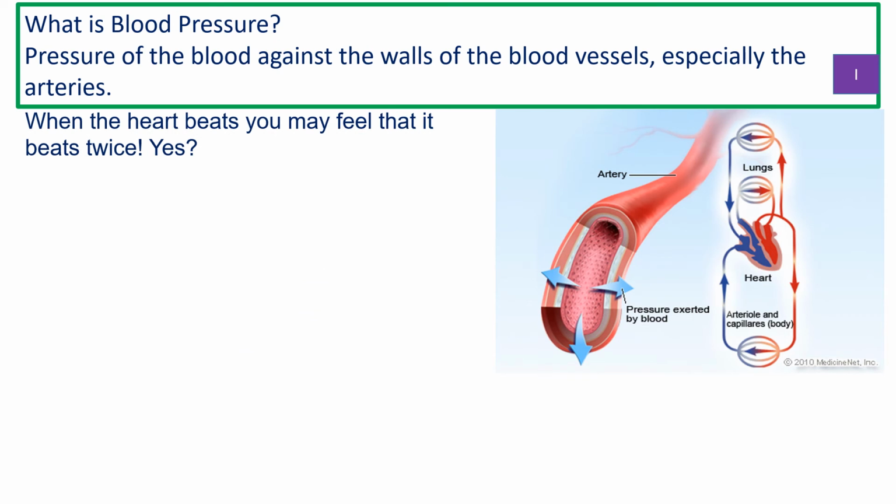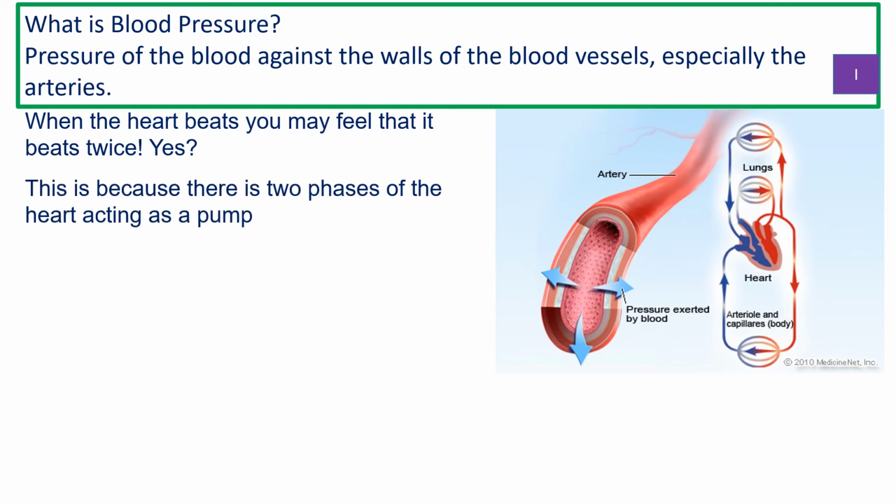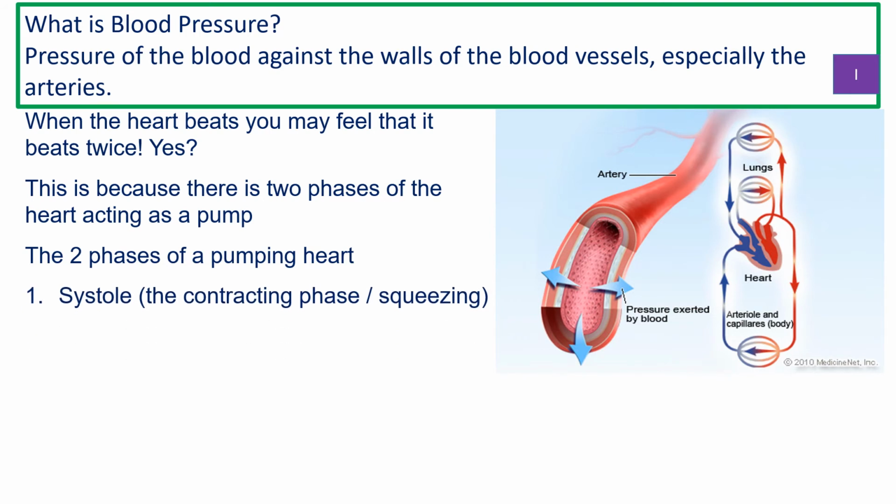Now, when you think of a heart and you think of a heartbeat, you think of two beats. It beats twice. Boom, boom. Now, the reason that it does that, we're going to look at now. There are two phases of a heart acting as a pump. When the heart contracts and squeezes out that blood from the left ventricle, that is one of the sounds or one of the phases of the heartbeat, and we call that systole.